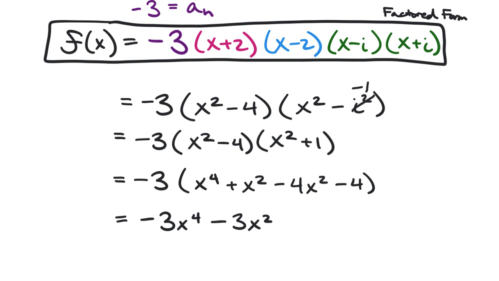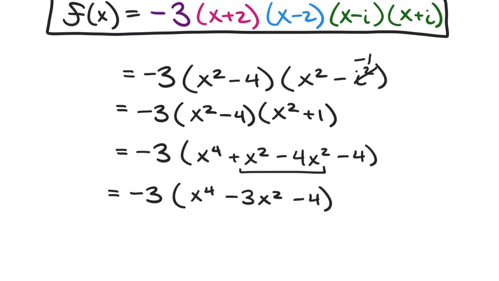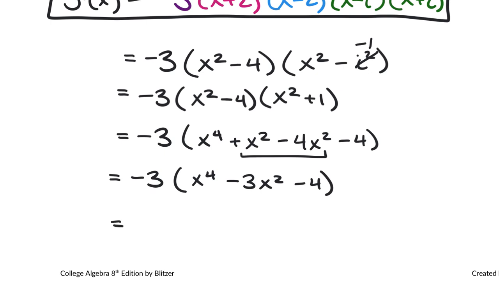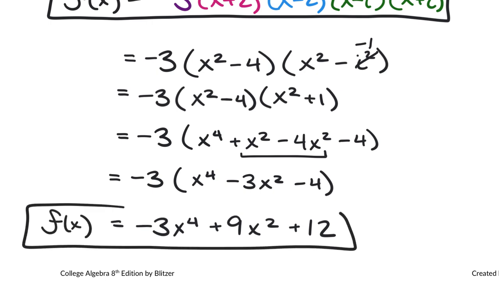Oh, wait. I lied. What can I do in the center here? I forgot about combining like terms. What am I doing? Let's do that first. I'm sorry. I could have distributed then combined like terms, but now we distribute: negative 3x to the 4th plus 9x squared plus 12. Here's our f of x function in standard form using the linear factorization theorem.